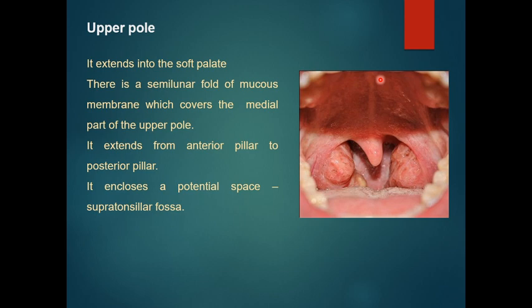The palatine tonsil has an upper pole and a lower pole. First we will see about the upper pole. The upper pole extends into the soft palate. There is a semilunar fold of mucous membrane which covers the medial part of the upper tonsil. It extends from the anterior pillar to the posterior pillar. It encloses a potential space called the supratonsillar fossa.